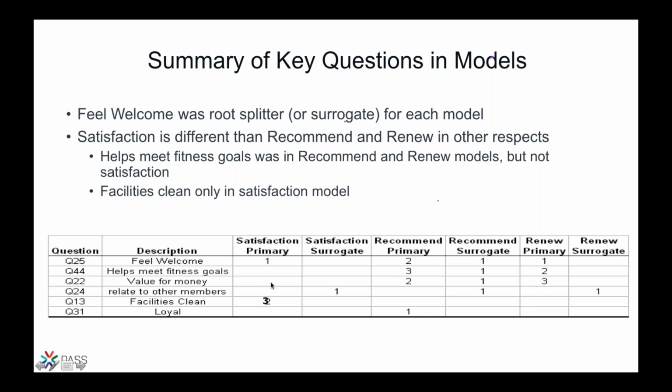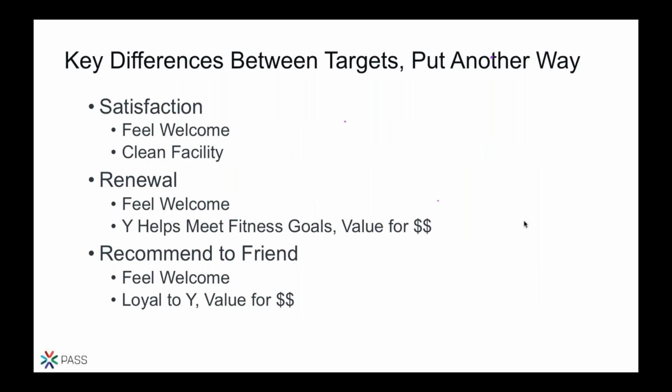So there are a few questions that are driving a lot of the representation, but there are some other questions which are specific to particular characteristics. I mentioned the loyalty question. How loyal you are really strongly ties to the recommend to a friend model, and only that one. So put another way, the key drivers of satisfaction were facility cleanliness and feeling welcome. For renewal, it was fitness goals, value for the dollar, and feeling welcome. For recommend to a friend it is value for the money, loyalty to the Y, and feeling welcome. Again, feeling welcome was important for all these things.